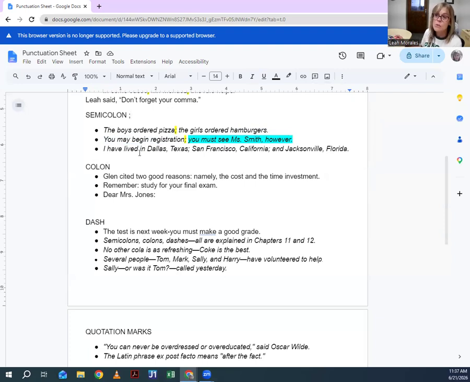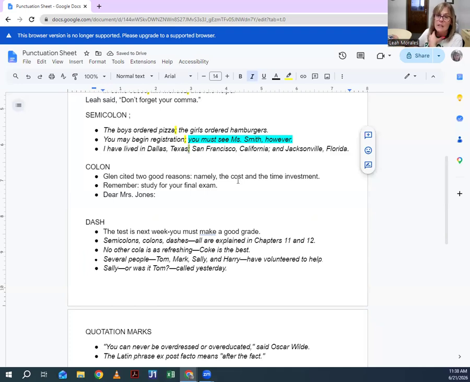Okay, another place that you use semicolons that we do not always realize is if we go back to that list of 3 or more where we were using commas before, but in our list, there's already commas. Like if you're saying Dallas, Texas, San Francisco, California, and Jacksonville, Florida, you might get confused because it's going to look like there are 6 things in your list if you do this. I have lived in Dallas, Texas, San Francisco, California. That's not what you're trying to say. You're trying to say Dallas, Texas, San Francisco, California, and Jacksonville, Florida. So in those cases, you use the semicolons in place of the comma.